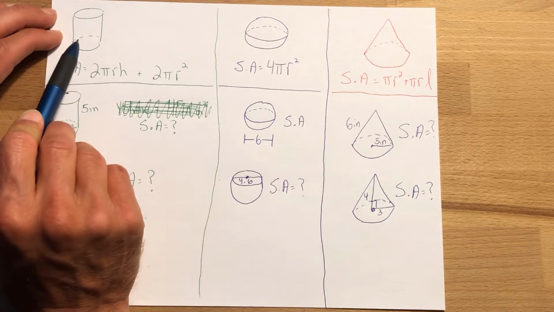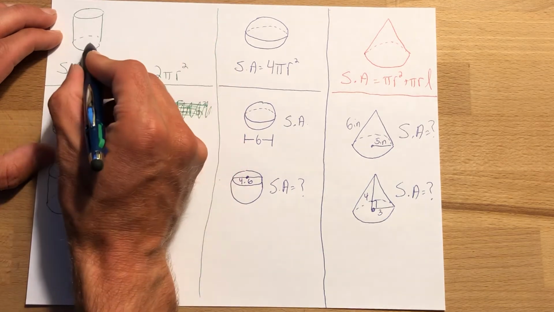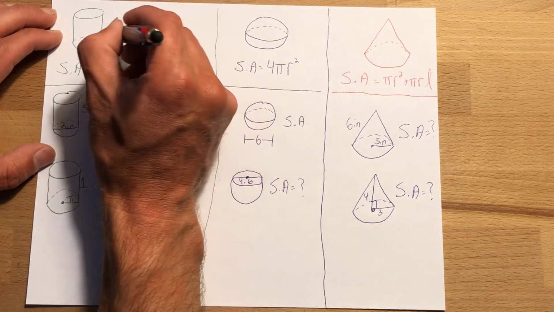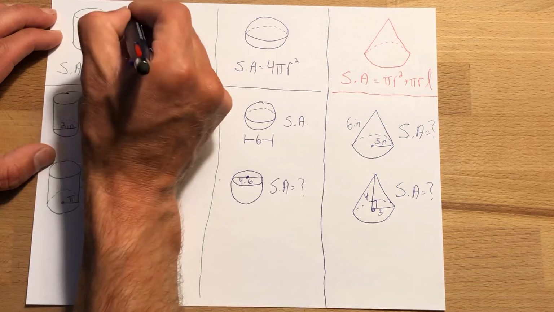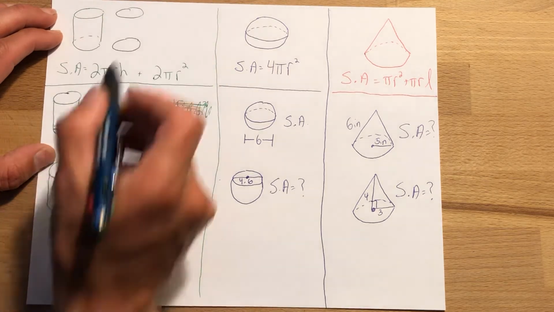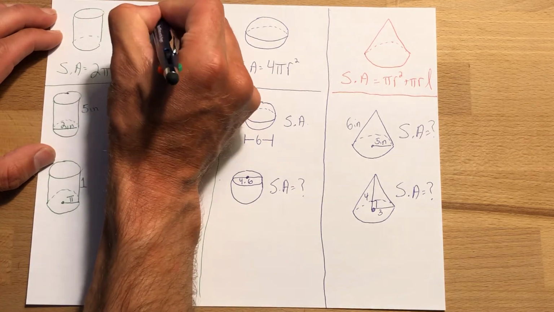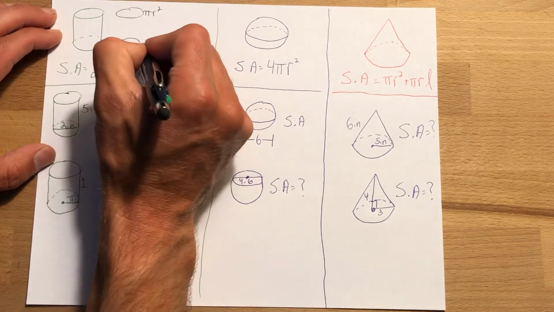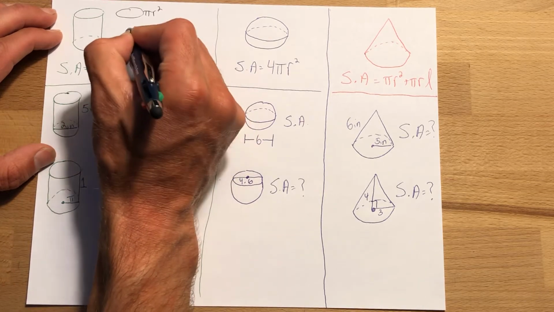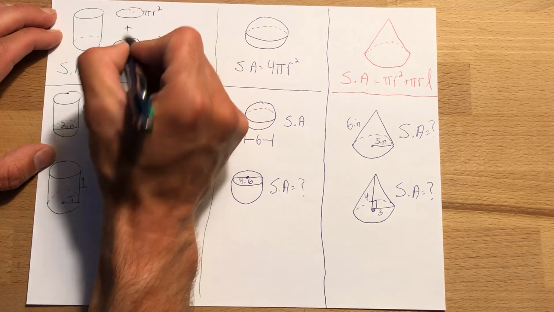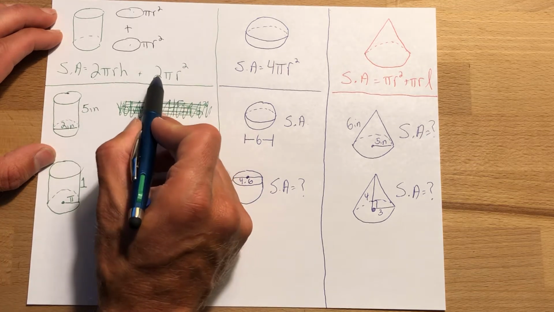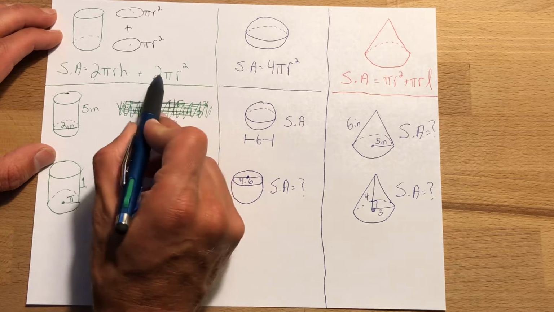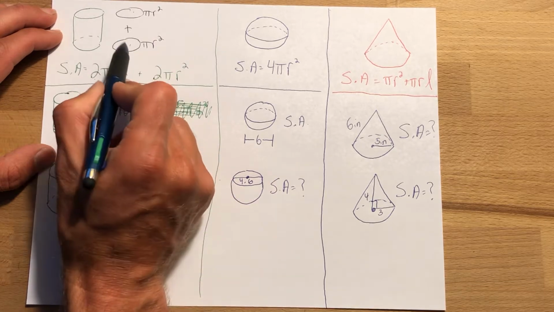This is a circle on the bottom and a circle on the top. So the area of one circle is pi r squared. The area of another circle is pi r squared. If I add these two together, I get 2 pi r squared. So two areas of a circle. That is both the top and the bottom.